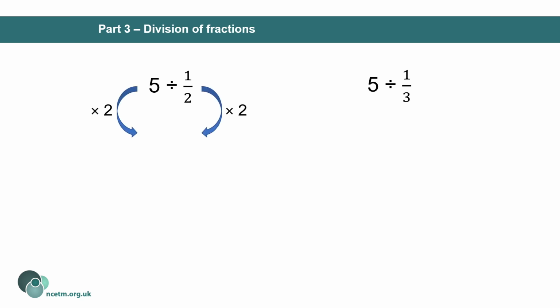So if we multiply 5 and a half by 2, which is the reciprocal of a half, we get a new calculation, which is 10 divided by 1. And 10 divided by 1 is equal to 10, which is the solution to the problem.